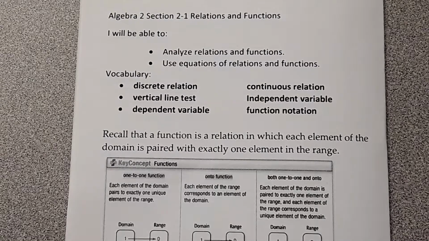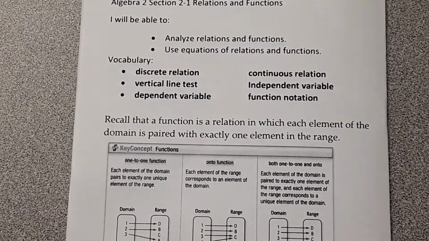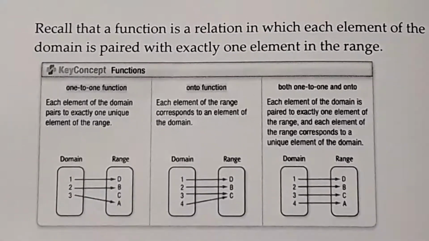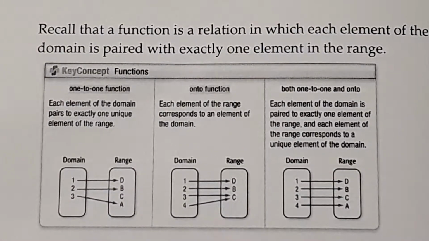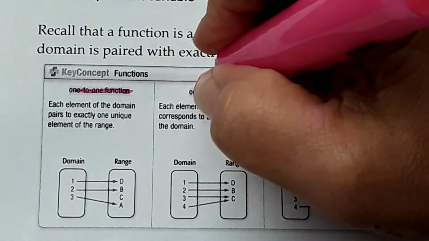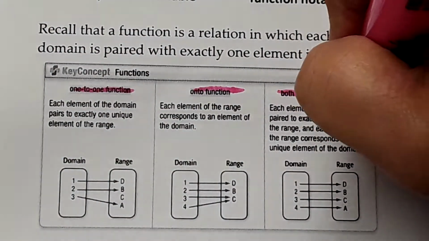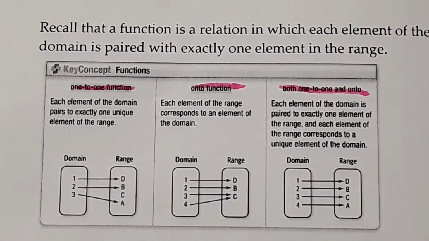So the first one is, let's look at the first 3 key concepts here. That vocabulary, we're going to talk a little bit about it today, and write it in our notes. So these are one-to-one function, onto function, and both onto and one-to-one.